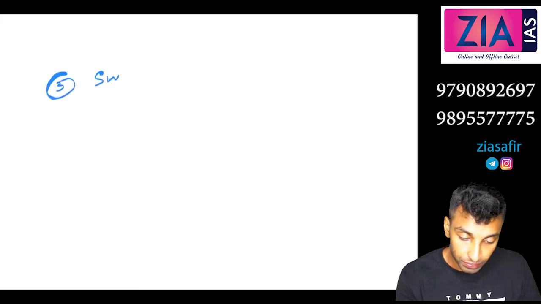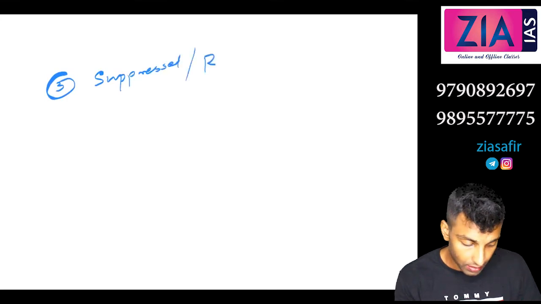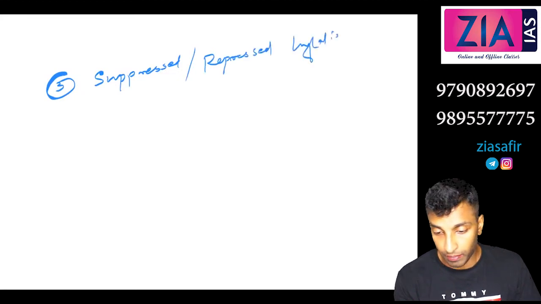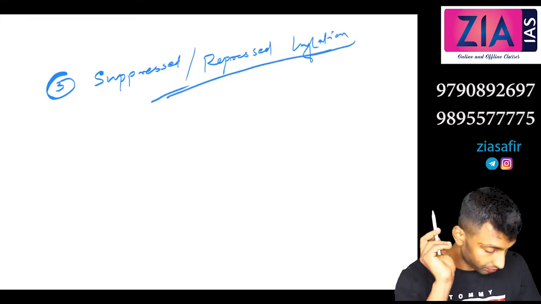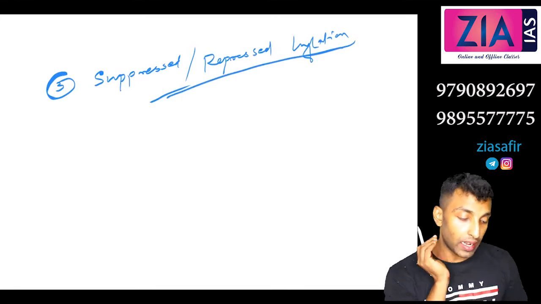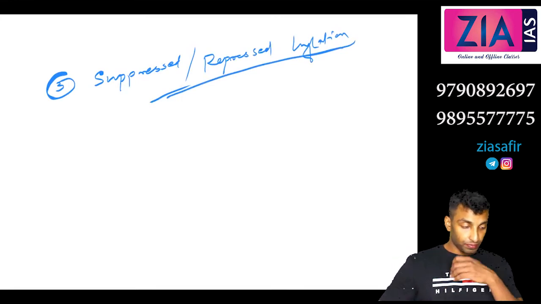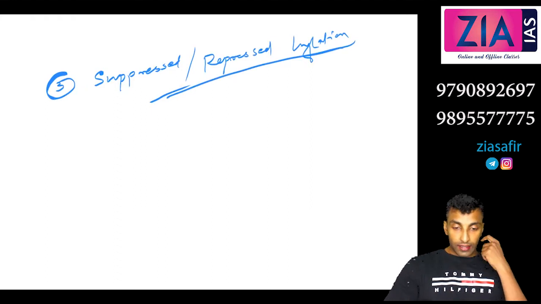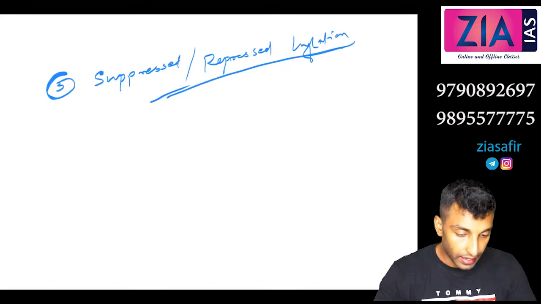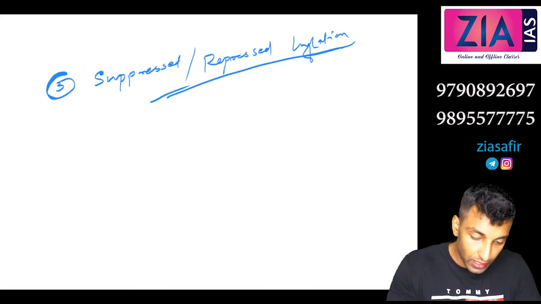Next point you write: suppressed or repressed inflation. Third one, suppressed slash repressed inflation. You write there one line. It is a situation in which aggregate demand is more than aggregate supply.